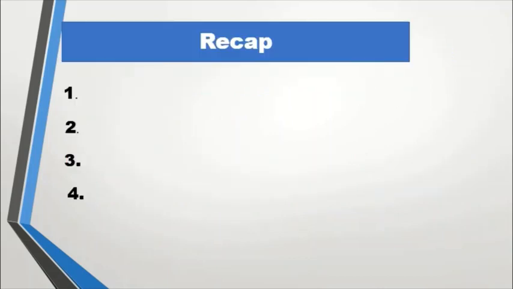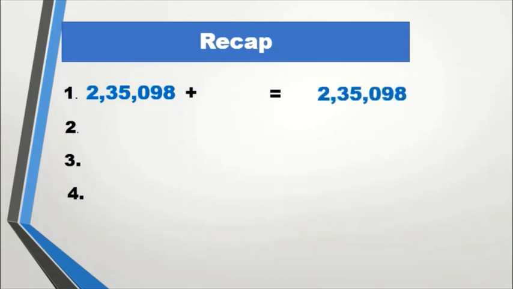Children, let us recap the properties we have learned. Let us see the first one. What should be added to 2,35,098 to get the sum as 2,35,098? What should we add here, children? The first property, you are right, it is the 0.